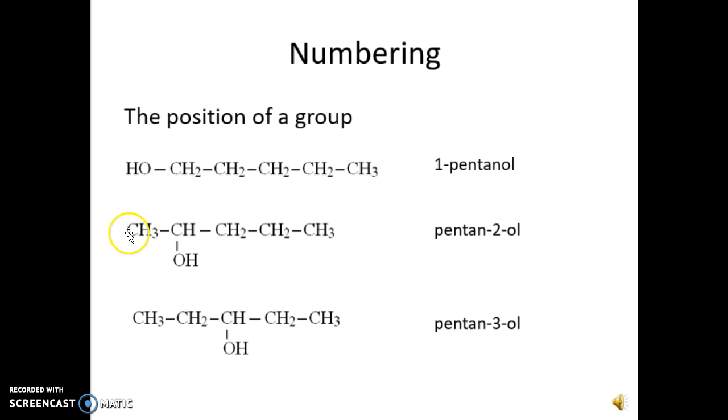In this one here we've got the OH at carbon 2, 1, 2. So we call that pentan-2-ol or 2-pentanol. And for this one here it is 1, 2, 3. Once again, we've got pentan-3-ol or 3-pentanol. Okay.